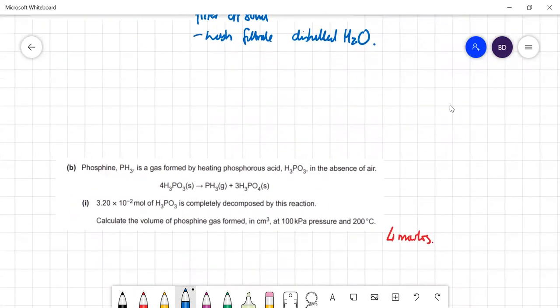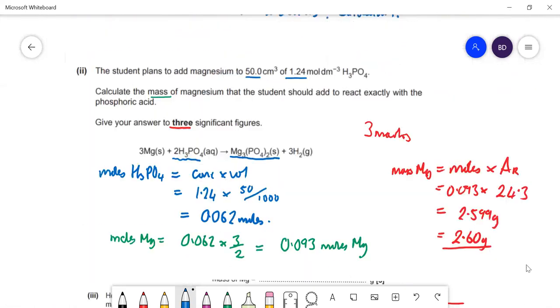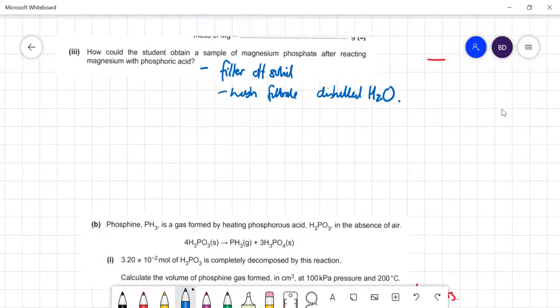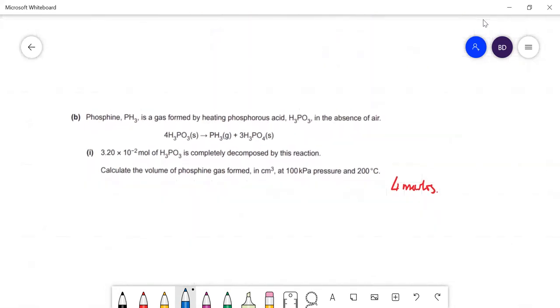Okay. Phosphine, question three. Is that question two? Yeah, okay, question three. Phosphine is a gas formed by heating phosphorus acid, this slightly different form, H3PO3, in the absence of air. Right. 3.2 times 10 to the minus 2 moles of H3PO3 is completely decomposed by the reaction. Calculate the volume of phosphine gas formed at this pressure and 200 degrees C.